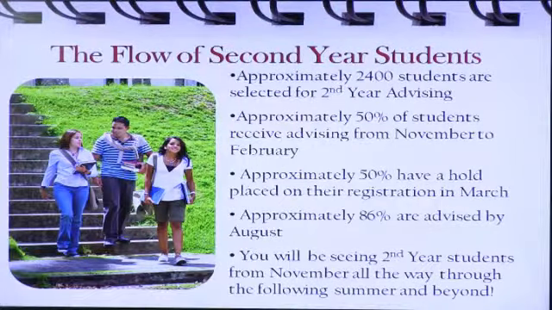So I was talking about 2,400, 2,500 students, and about half of them will see you before the end of February. About half of them will see you March and later.